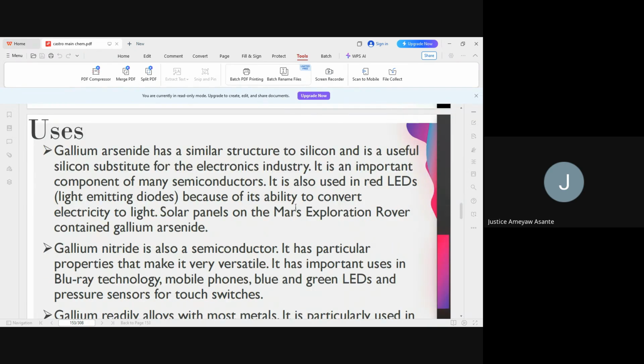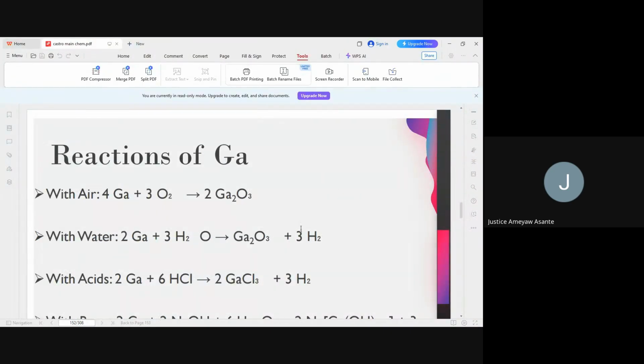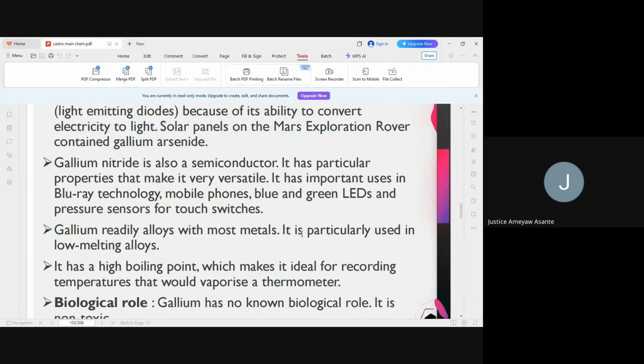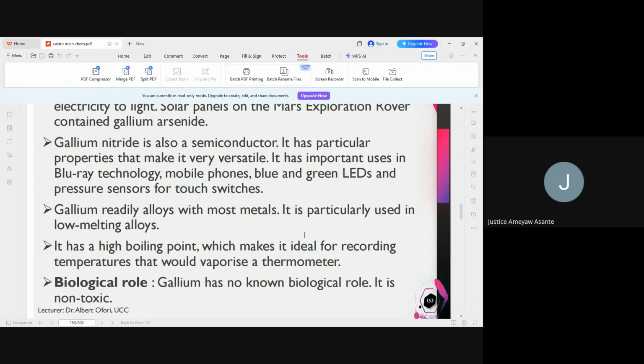What do you use gallium for? Gallium arsenide has a similar structure to silicon and is useful to substitute silicon. It is a silicon substitute for electronic industries. It is an important component of many semiconductors, LEDs. We can also form gallium nitride, which is a semiconductor.